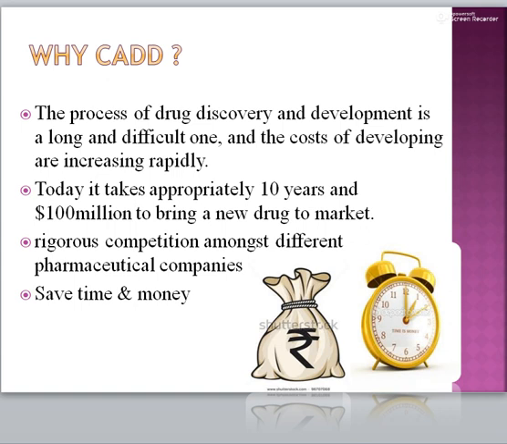Now, why do we have to do CAD? The process of drug discovery and development is usually very long and very difficult, and the costs are increasing. Approximately, about 10 years and about $100 million are needed to take a new drug to the market. And of course, there's a lot of competition between the different pharmaceutical companies and they need to save time as well as money. So if a computer helps them find the prospective drug fast, that would be helpful.